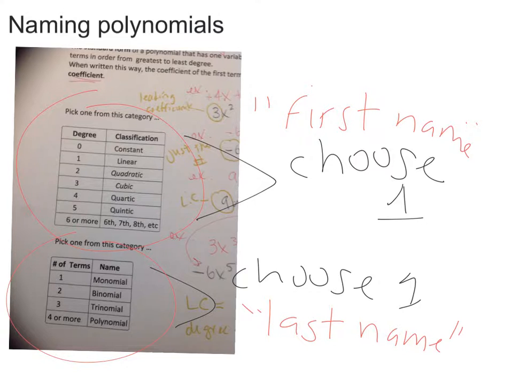polynomial like this one right here, 2x cubed plus 6. So the first thing you want to do is take a look at the degree up here. So you have two terms. You have a third degree. A third degree is right here. It's a cubic. That's the first name. Then you're going to go down and you're going to say, okay, how many terms are in there? Well, we have 1, 2. 2 terms means it's a binomial. So this is a cubic binomial.